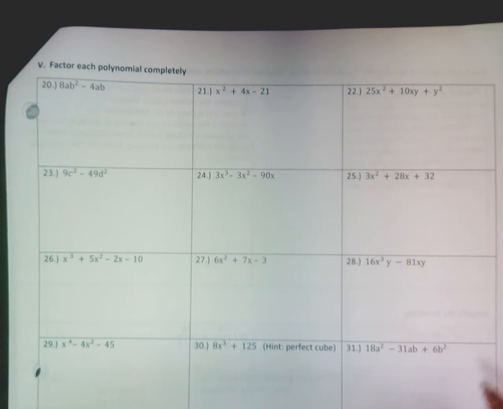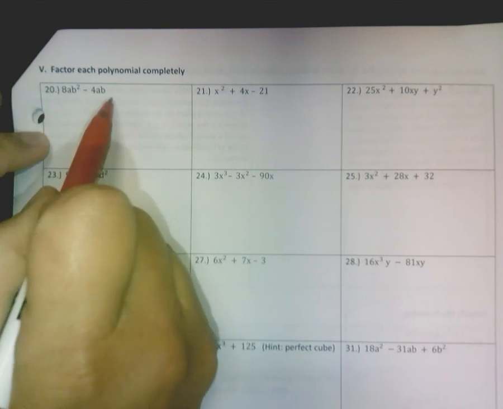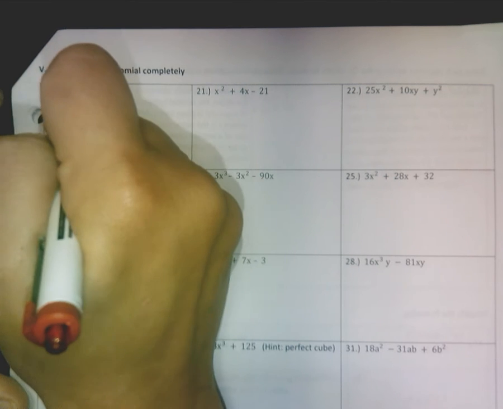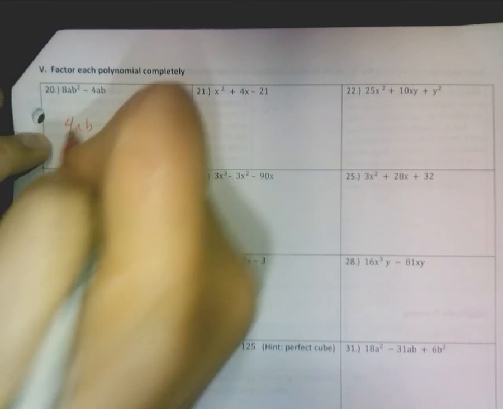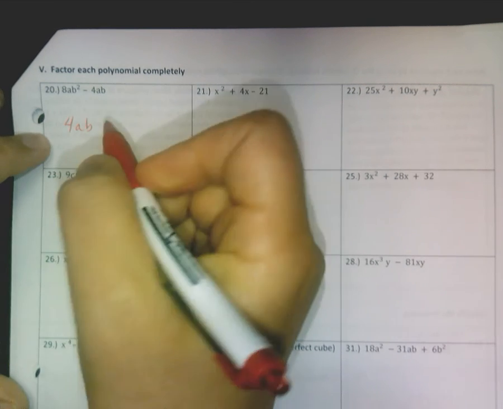Number 20 is about factoring. You need to know how to factor and factor well. First rule of factoring is always look for a GCF. So the greatest common factor between these two terms is 4, an A and a B. They both have a 4, an A and a B.